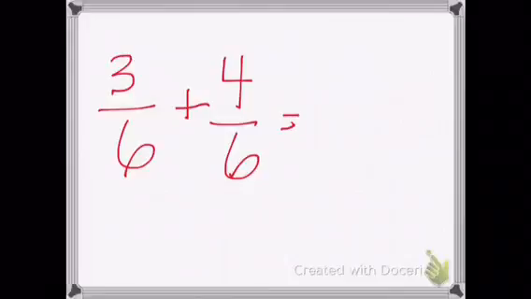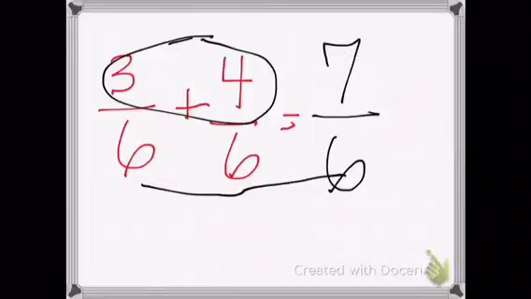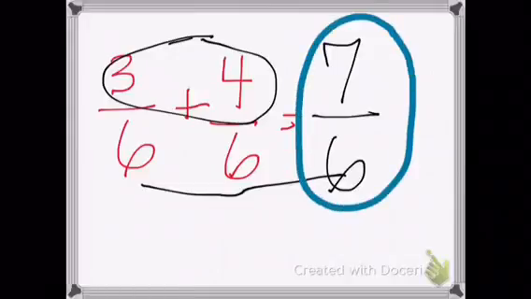Remember, we don't add the bottom numbers. These stay exactly the same, so the 6 stays a 6. We just add the top, so 3 and 4. So we're now at 7 over 6. We're going to go into more detail about how to simplify these numbers, but for right now, that would be your answer.